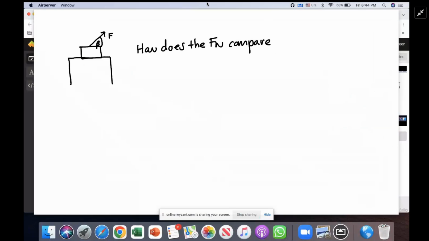Okay, so the problem that we are going to work on today involves a block sitting flat on a table. And that part is really important, the fact that it's sitting flat. We are also told that it is being pulled on with some force, I'm just going to label that F, at some angle beta that it makes with the table. So this is the general setup, and we are asked to compare how the normal force compares to the weight of the block.